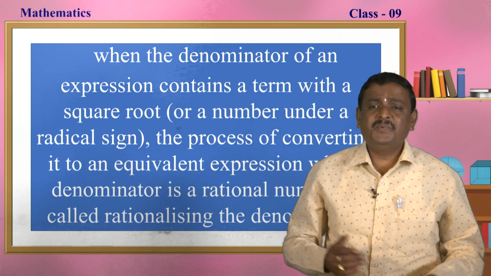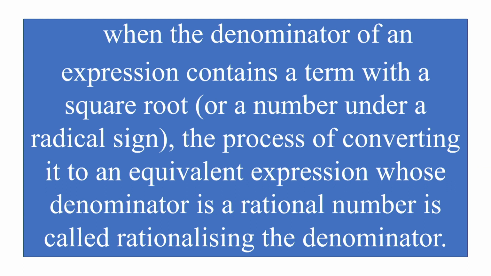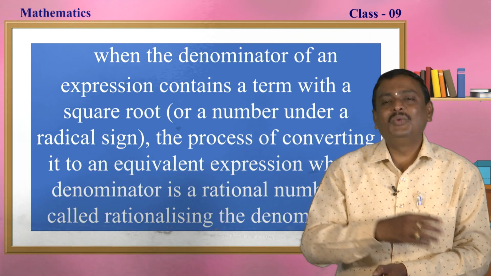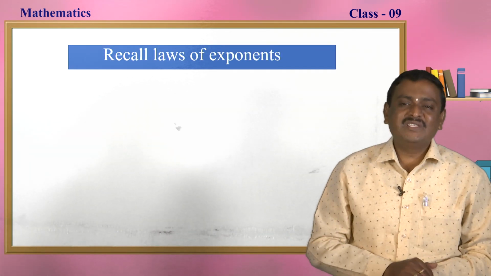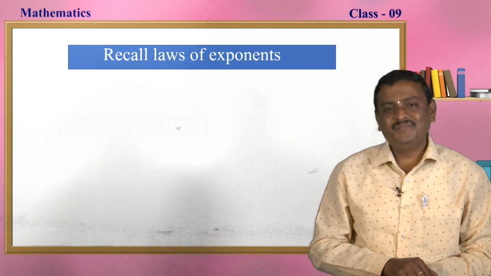When the denominator of an expression contains a term with a square root or a number under a radical sign, the process of converting it into an equivalent expression whose denominator is a rational number is called rationalizing the denominator. Now, what is rationalizing the denominator? When the denominator of an expression contains a term with a square root, the process of converting it to an equivalent expression whose denominator is a rational number is called rationalizing the denominator, my dear students. Please note down.